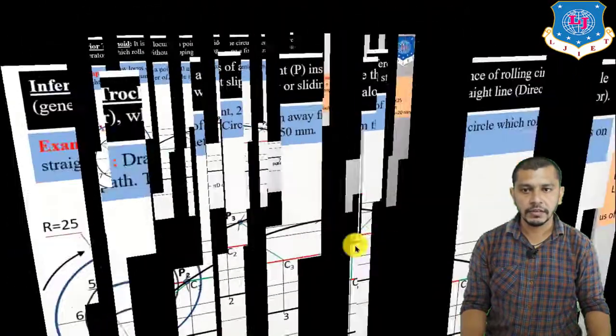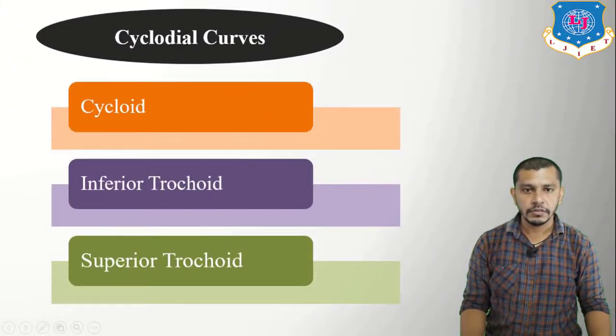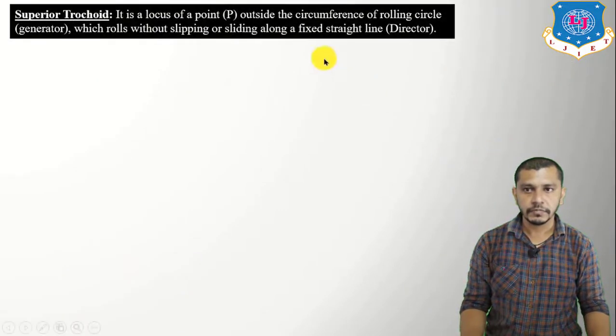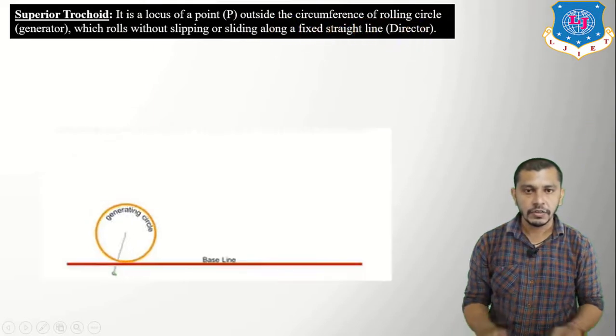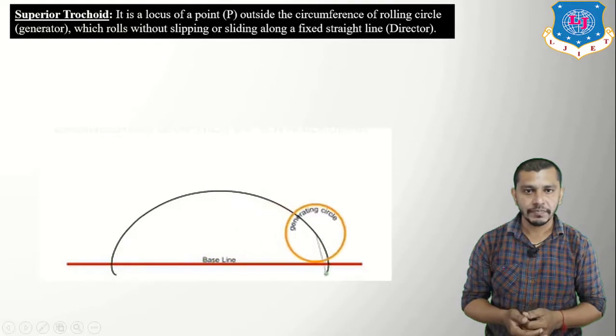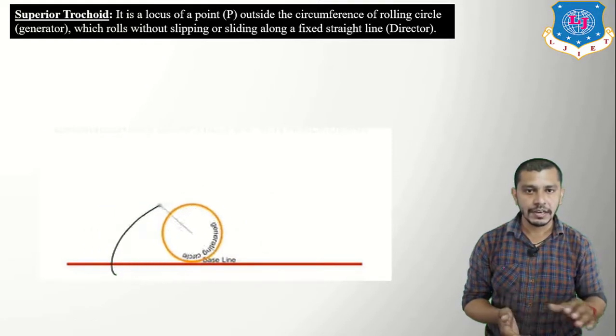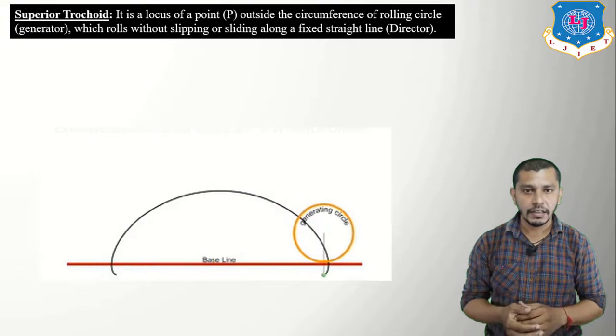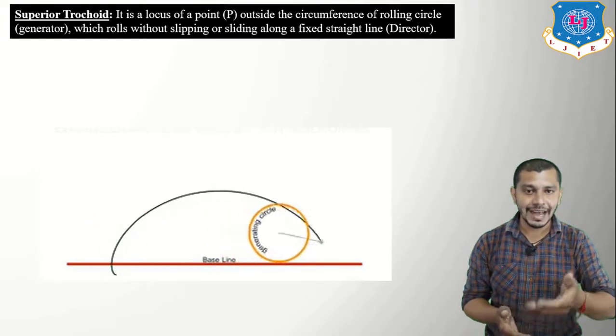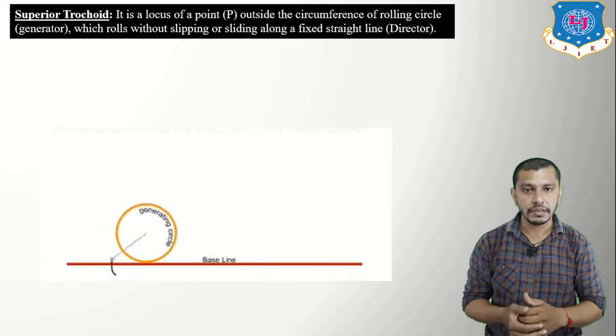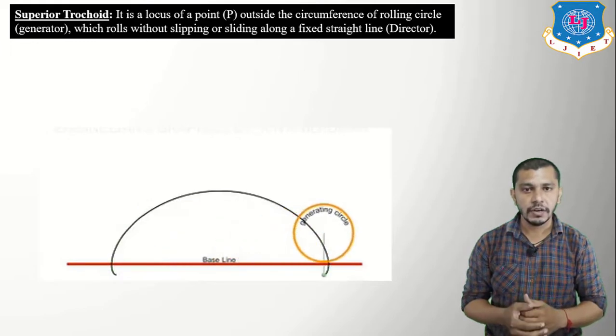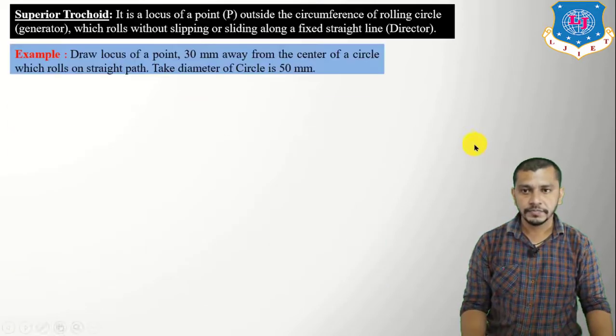Now let's move on to the next, superior trochoid. So what is a superior trochoid? It is the locus of a point P which is outside of the circumference of the rolling circle, which rolls without slipping or sliding along a fixed straight line, known as the director. So here in this video you can see that if a circle rolls on a straight line path without slipping or sliding, then the curve traced out by the point which is outside the circumference of the rolling circle is known as a superior trochoid.